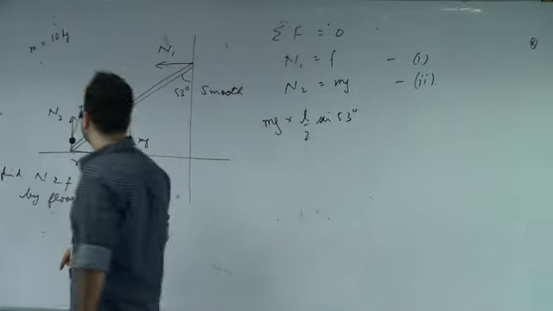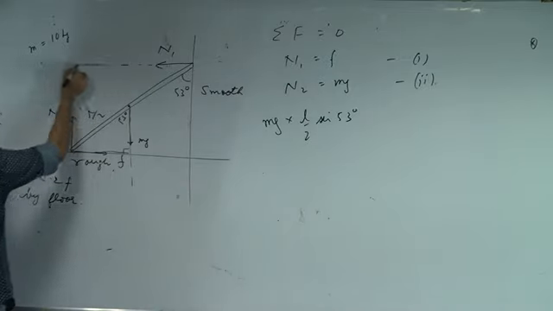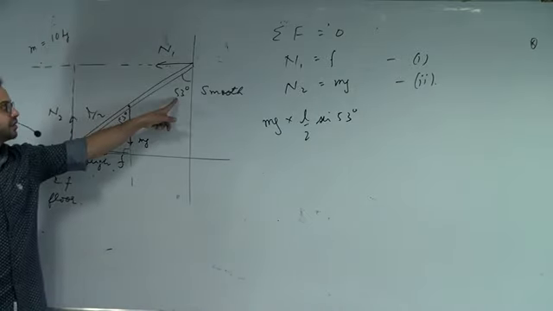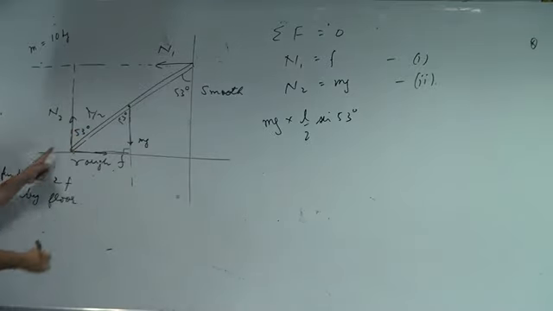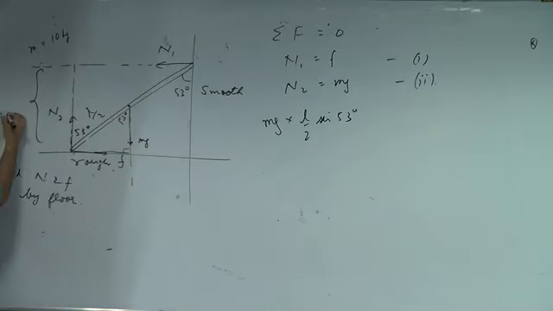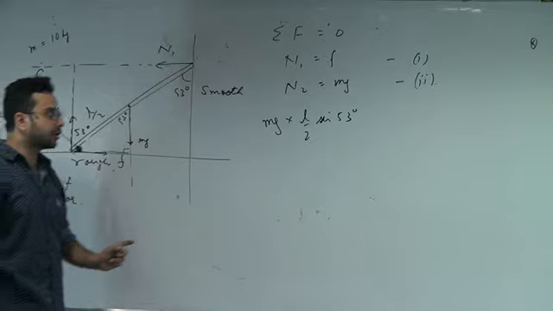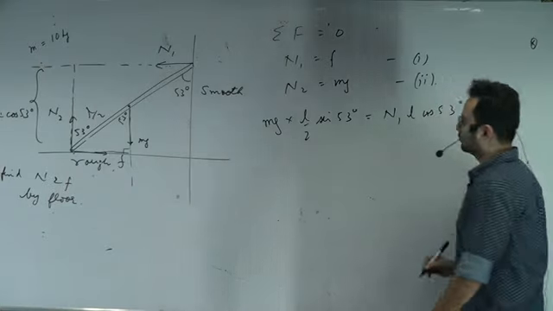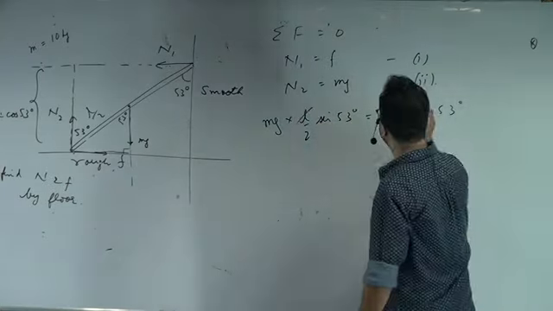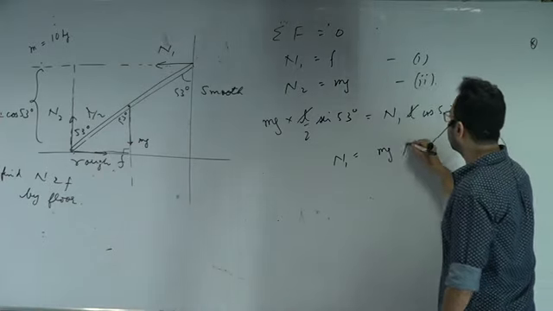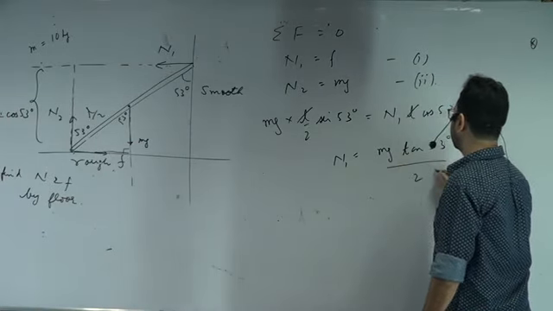Now I have to find the torque due to N1. Extend the line of action of force, drop a perpendicular. If this is 53 degrees, this is also 53 degrees. What is this length? L. So this length will be L cos 53 degrees. So the net anti-clockwise torque will be N1 into L cos 53 degrees. Is that clear? L gets cancelled. That is why it is not given in the question.